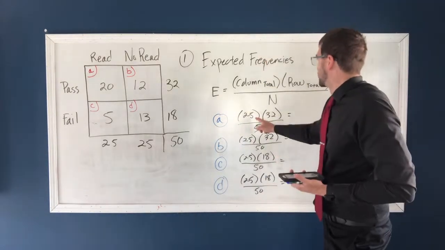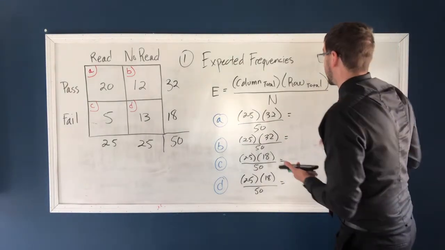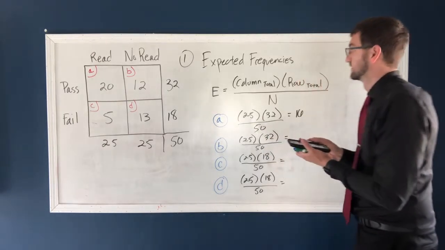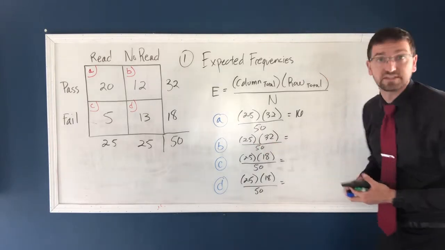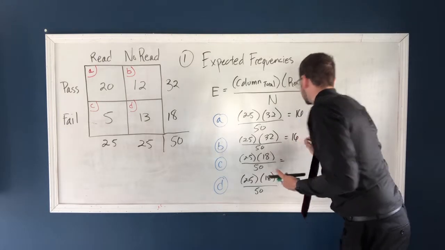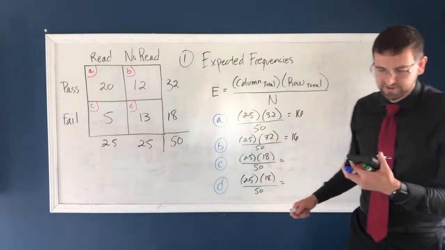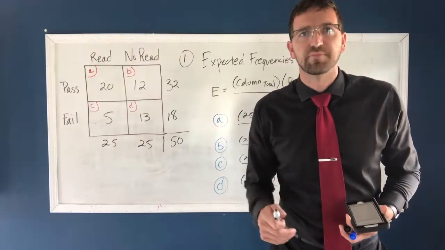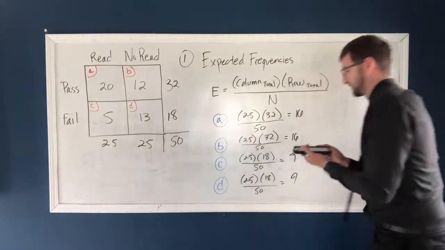Okay, so 25 multiplied by 32 divided by 50 is going to give us 16. It's the same thing for the next cell, right? It's going to give us 16. 25 multiplied by 18 divided by 50 is going to give us 9.